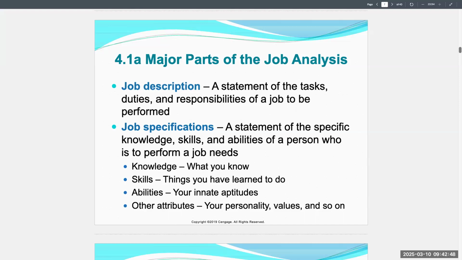Knowledge, the information and the expertise needed for the job. Skills, learned abilities such as technical proficiencies and leadership. Abilities, innate abilities like problem solving and physical endurance. And other qualities, so personality traits, values, and ethical considerations that contribute to job performance.